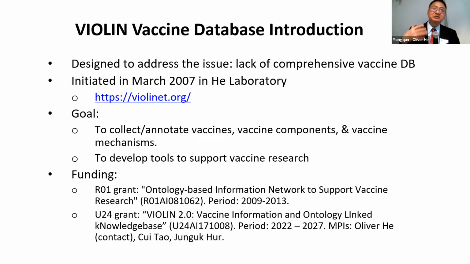So the basic idea is to collect vaccine data, mainly from literature. The vaccine components give more information on the vaccine mechanisms. And then we can also develop tools to support vaccine design, vaccine queries, or other analysis. After many years, we have some small grants in the middle, but the major one is, as I said, VIOLIN 2, the vaccine information and ontology-linked knowledge base. That's the U24 I was talking about.